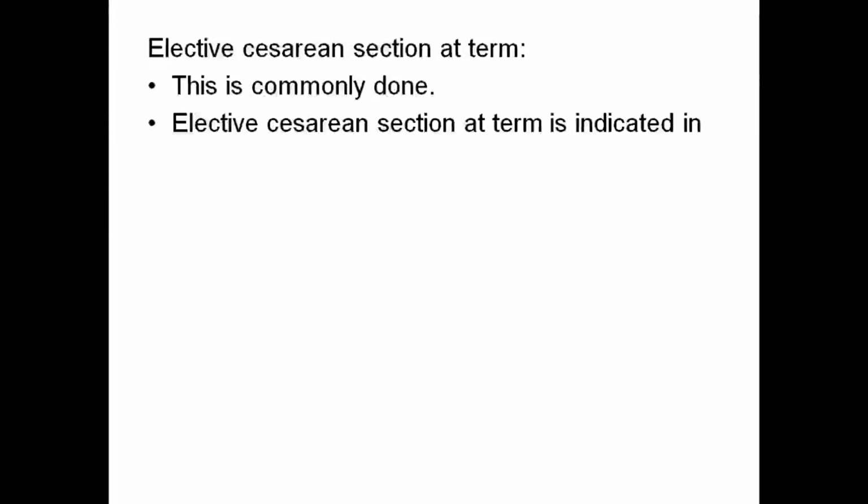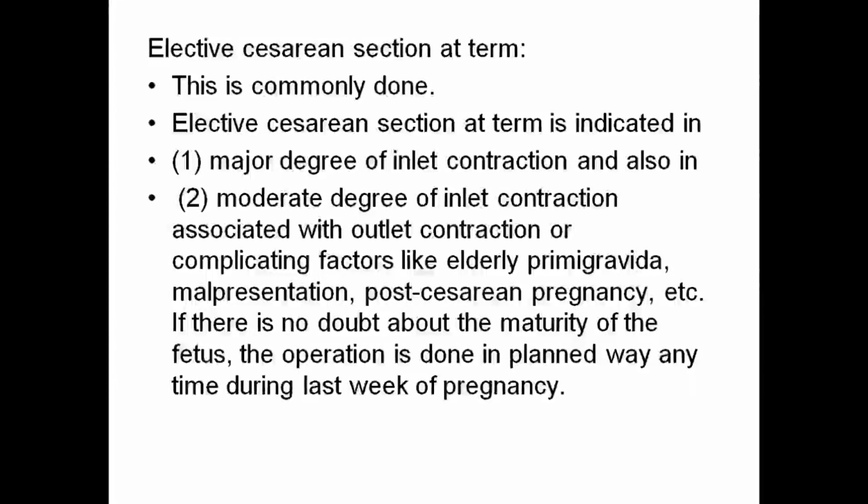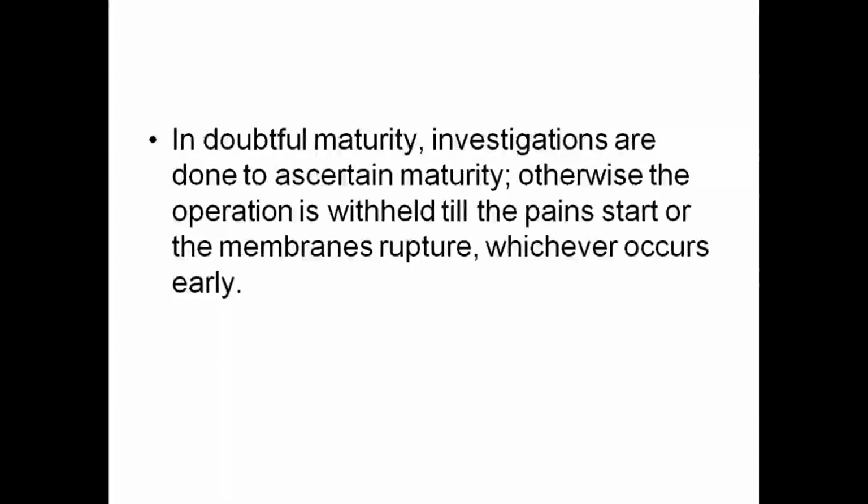Elective cesarean section at term. This is commonly done. Elective CS at term is indicated in cases of major degree and moderate degree of inlet contraction associated with outlet contraction or complicating factors like elderly primigravida, malpresentation, post-cesarean pregnancy, etc. If there is no doubt about maturity of the fetus, the operation is done in a planned way any time during the last week of pregnancy. In doubtful maturity, investigations are done to ascertain the maturity, otherwise the operation is withheld till the pain starts and membrane ruptures, whichever occurs early.